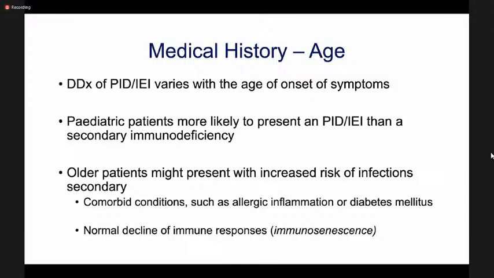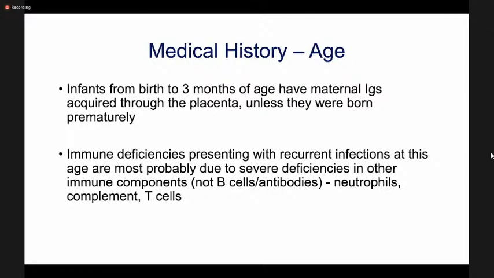So rule out your comorbid conditions, like metabolic conditions such as diabetes or uremia, or allergic inflammation. Of course, you rule out HIV. For the very elderly, you also get immunosenescence. There's a normal decline of immune responses as we age. So those are the things you'd want to rule out before you think of a primary immunodeficiency. Age, together with the presence or absence of underlying comorbidities, can help you figure out what is the likely immune defect in the patient.